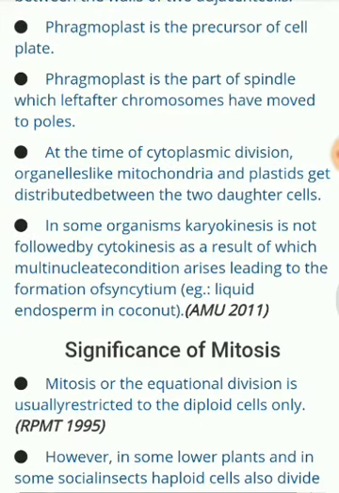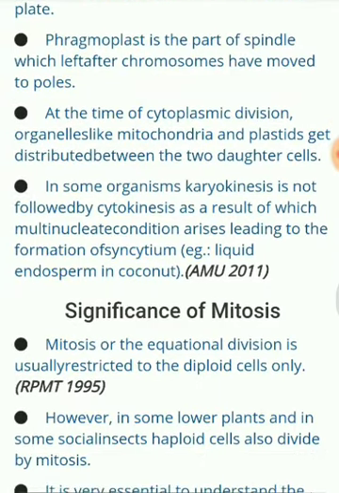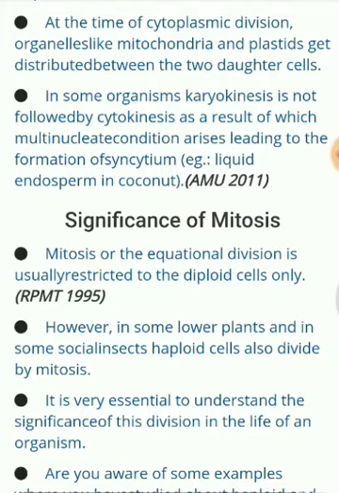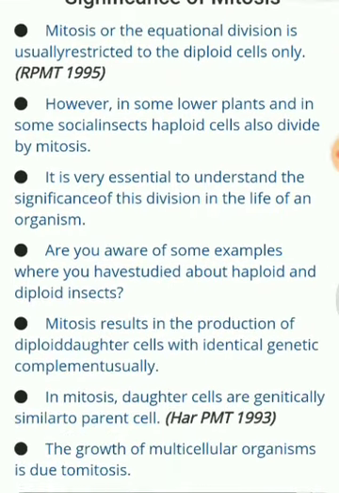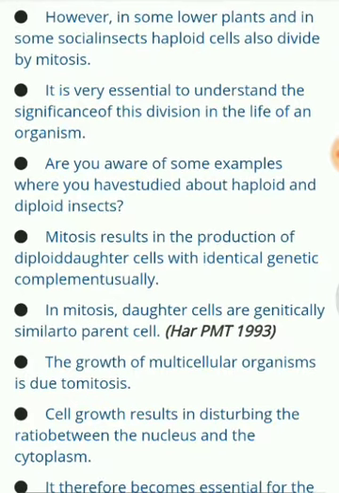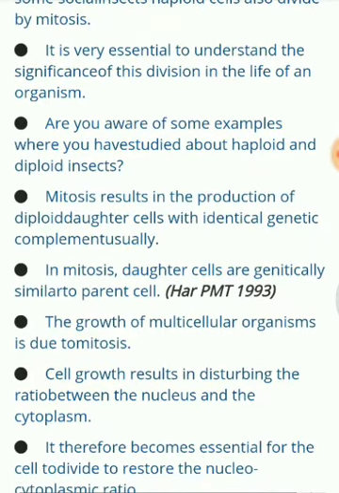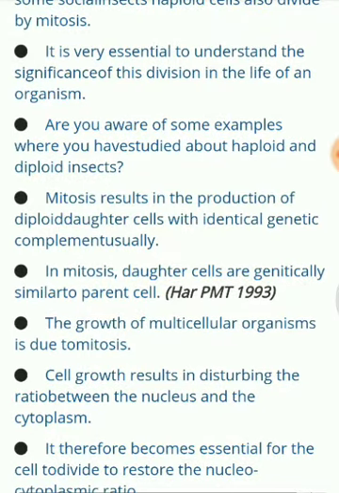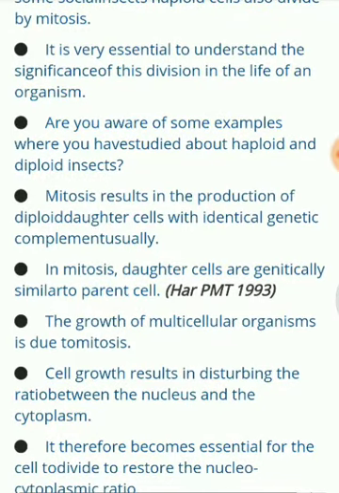Significance of mitosis. Mitosis is the equational division, usually of diploid cells only. However, in lower plants and some social insects, haploid cells also divide by mitosis. It is very essential to understand the significance of this division in the life of an organism. Are you aware of some examples where you have studied haploid and diploid insects? Mitosis results in the production of diploid daughter cells with identical genetic complements. Usually, in mitosis, daughter cells are genetically similar to the parent cell.